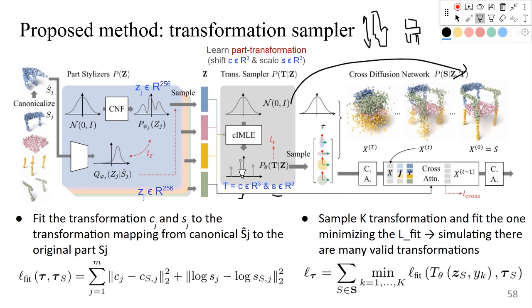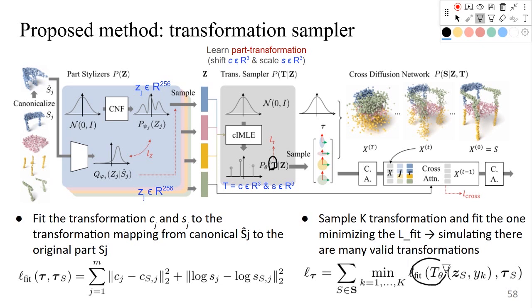If we only fit the single transformations that are available in the dataset, it will be overfitting. In generative models, we usually refer to this as mode collapse. So instead, we will sample multiple transformations by inputting this Gaussian noise here to get this transformation. This is the T network. The input will be the Z, the latent for every part, because the transformation is associated with every part.